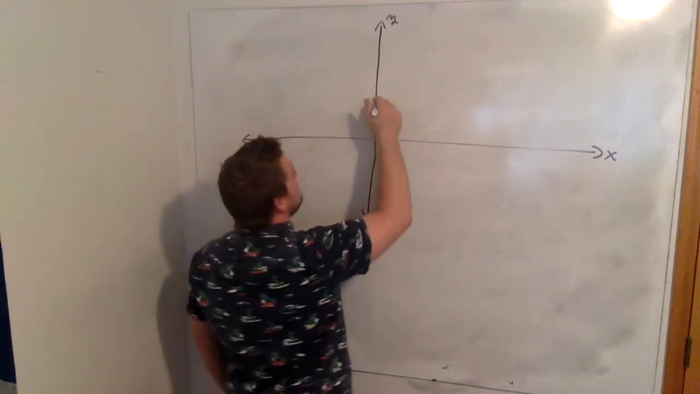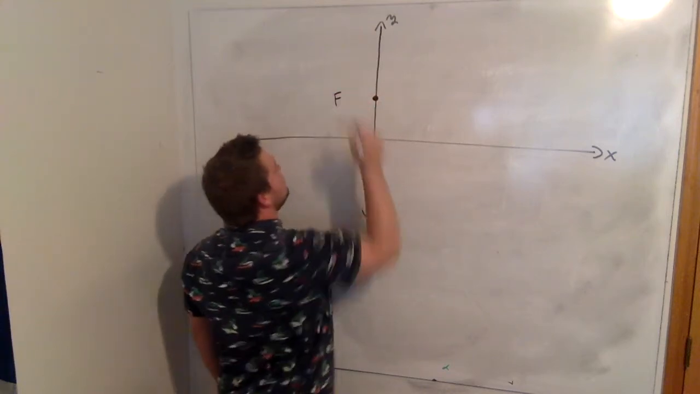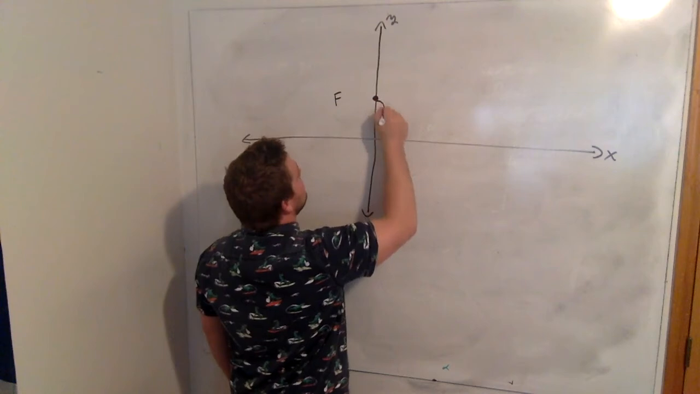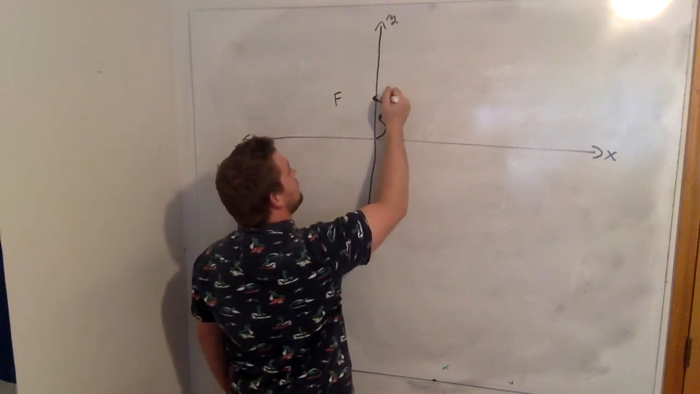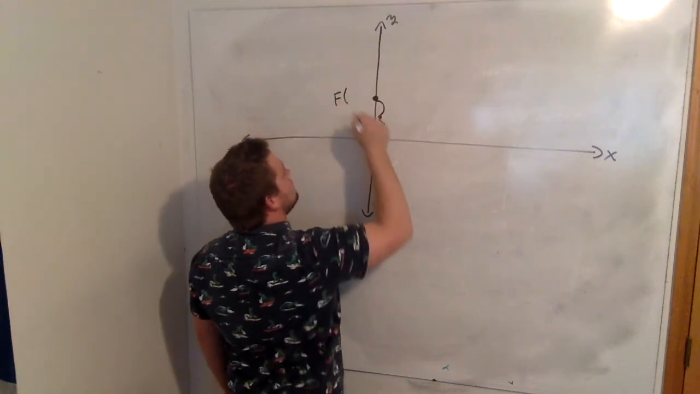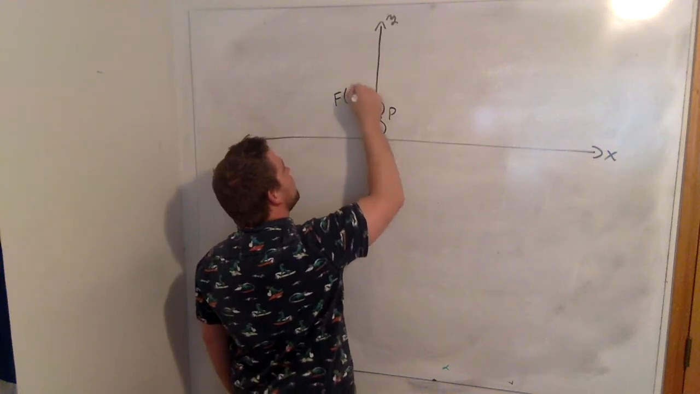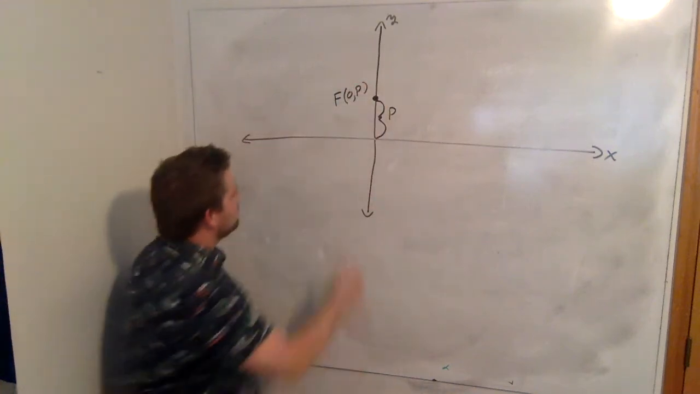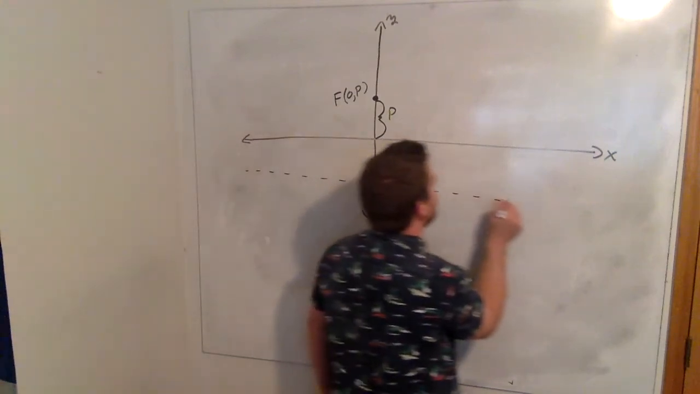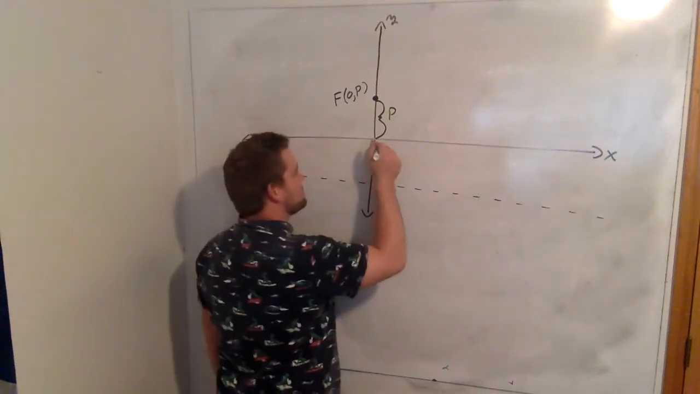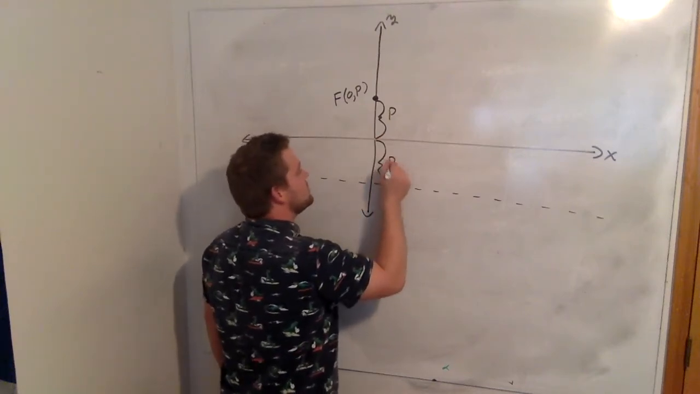Let's put our focus right here. So here's F. This is our focus. And we define the distance from the origin to the focus to be the distance p. So the coordinates of the focus will be (0, p). We also have the directrix. The distance from the origin to the directrix is also p.